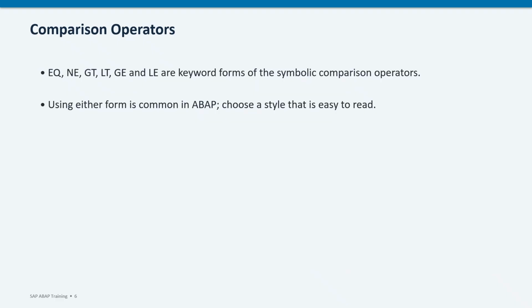Next operator, the comparison operator. Comparison operators are used to compare two values. Equal to is represented by the equal symbol, and similarly not equal, greater than or equal to, less than or equal to. These are the symbols for comparison. ABAP also provides keyword alternatives such as EQ for equal to, NE for not equal to, GT, LT, CE. ABAP provides these types of keywords too.